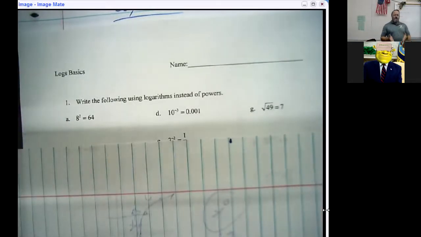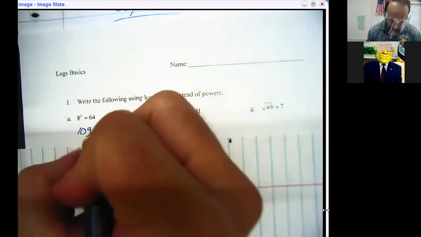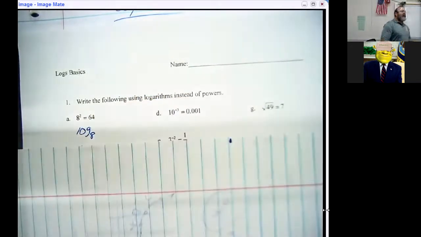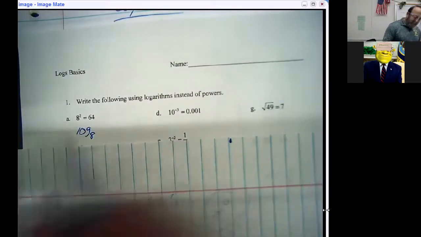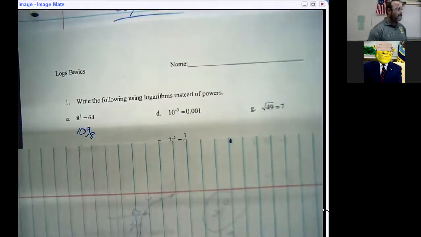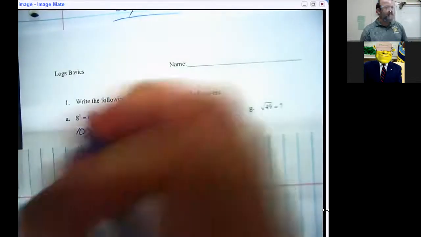Right now, what is the base of the first problem? It is base 8. So this is going to be log base 8. In exponentials, the exponent is the answer. So in number 1, this first problem, what is the exponent? It's a 2. That makes it the answer. And then the 64 is the question.